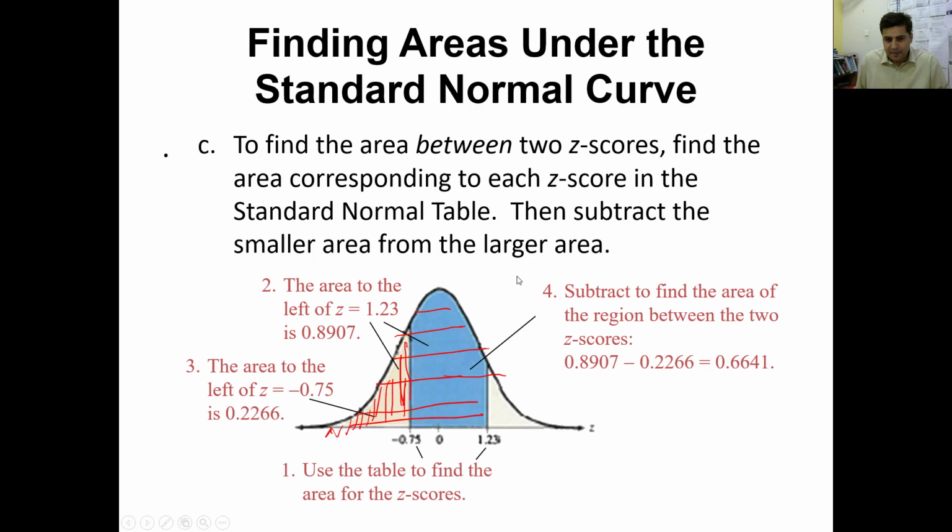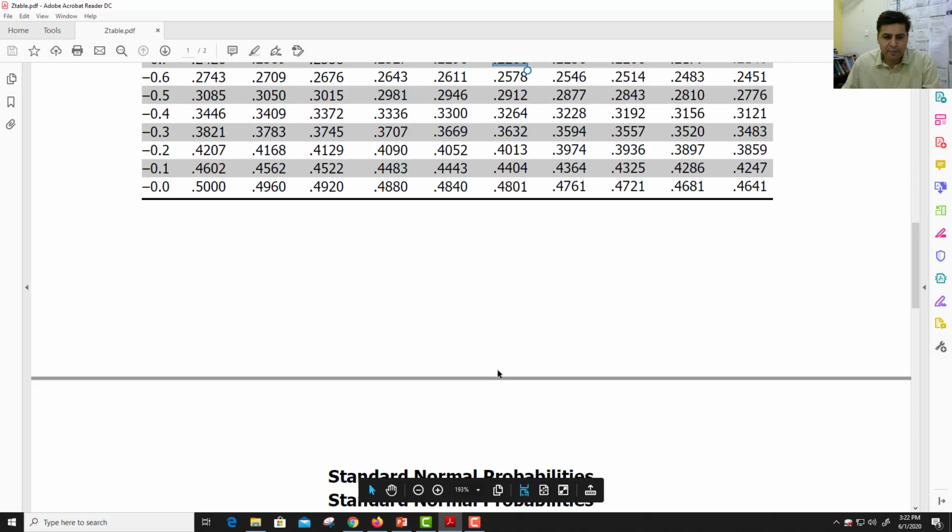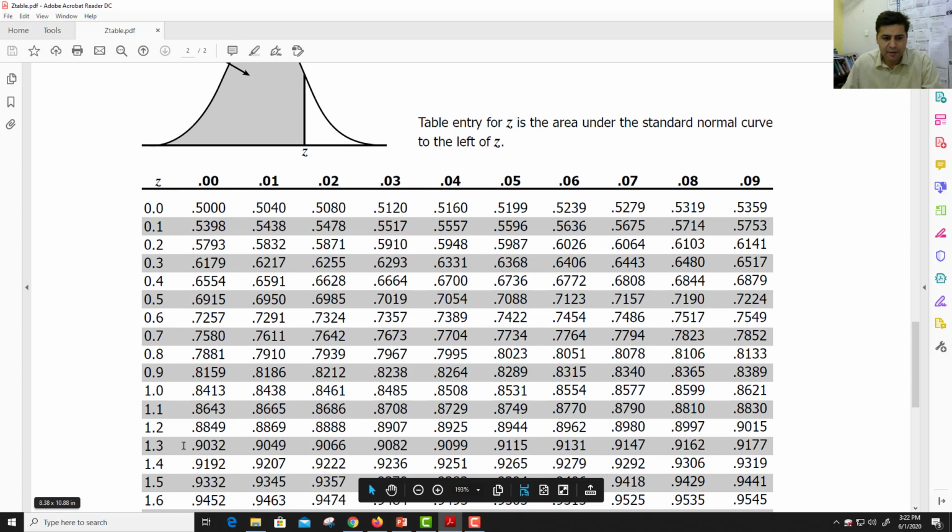Now let's suppose there is another value, 1.53, and we want to calculate this shaded area. So how will we calculate it? First of all, you need to find the table value for z is equal to 1.53. For z is equal to 1.53, we will use this table.